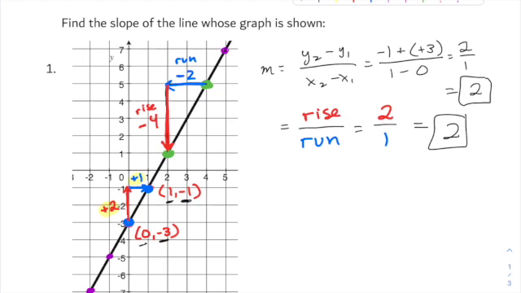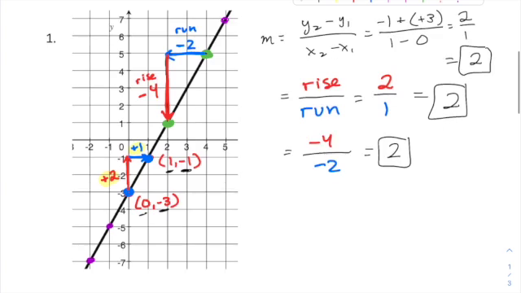So if you do it using those 2 numbers, my rise was negative 4, my run was negative 2, and look what you get. Negative divided by negative is positive, and 4 divided by 2 is still 2. So it really doesn't matter which 2 points you use, or even which direction you go in, as long as you're consistent. Okay, so let's just see a couple more examples here.